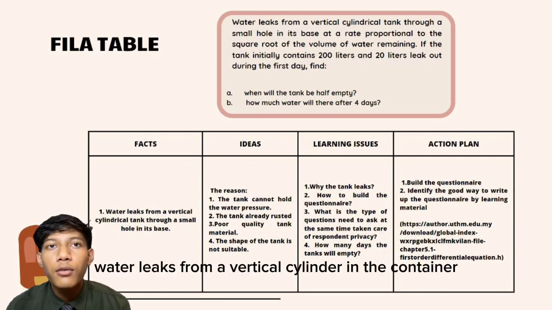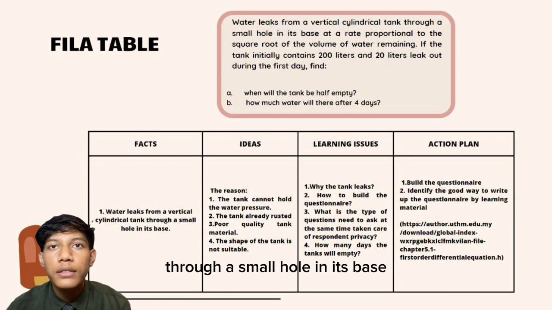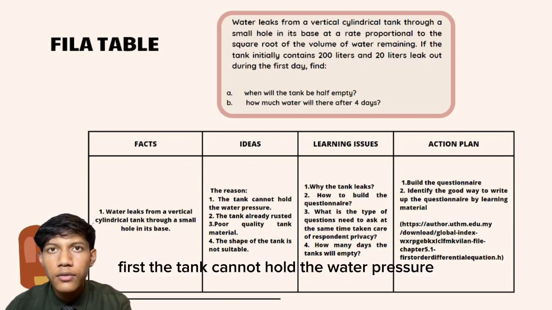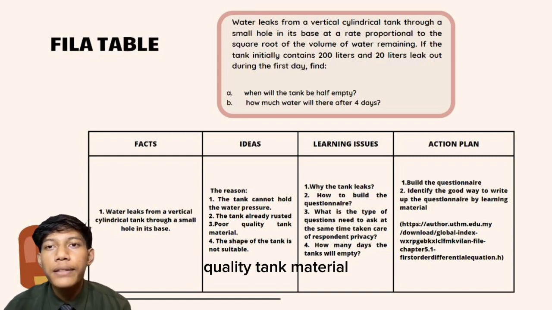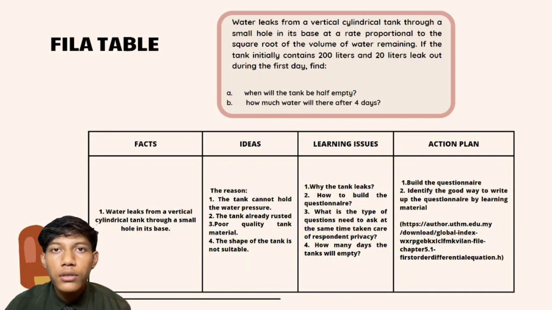The fact is, water leaks from a vertical cylindrical tank through a small hole in its base. Ideas, the reasons: First, the tank cannot hold the water pressure. 2. The tank already rusts. 3. Poor quality tank material. 4. The shape of the tank is not suitable.